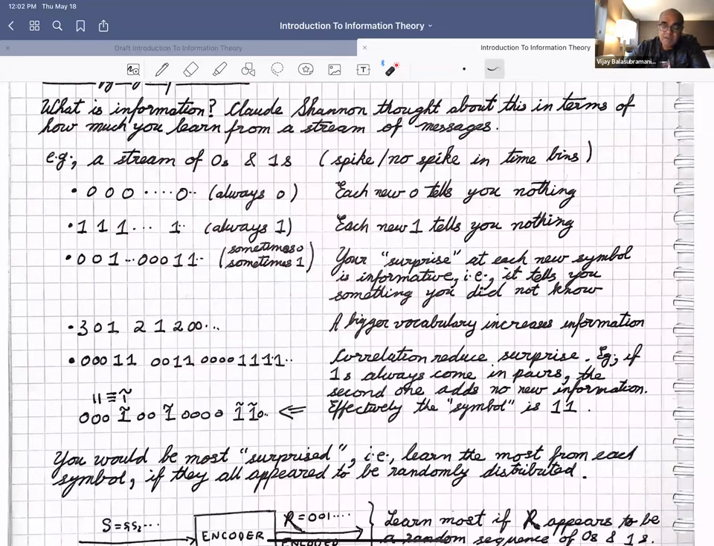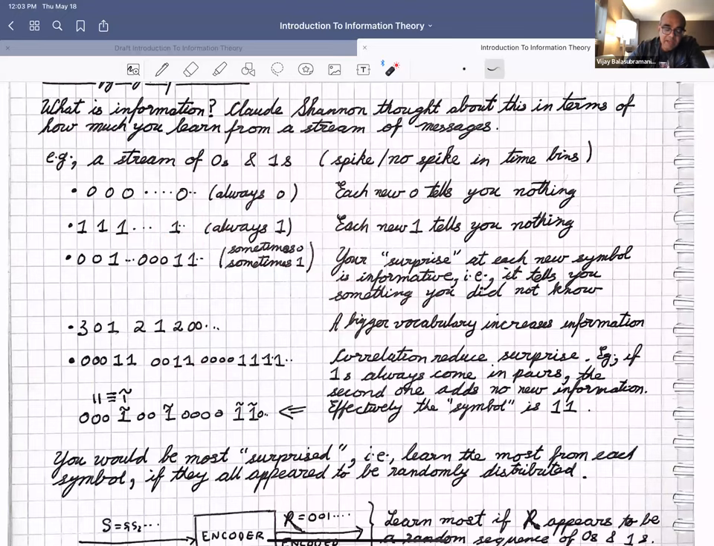So for example, suppose you have a message stream that looks like 0000000, it's always zero. Then it's clear that if I've told you that you always get zeros, each new zero tells you nothing, because there's no uncertainty in what it's going to tell you. You already know it's always going to be a zero. So there's no new information in each occurrence of a symbol in this stream. Evidently, we have the same situation if you always have ones.